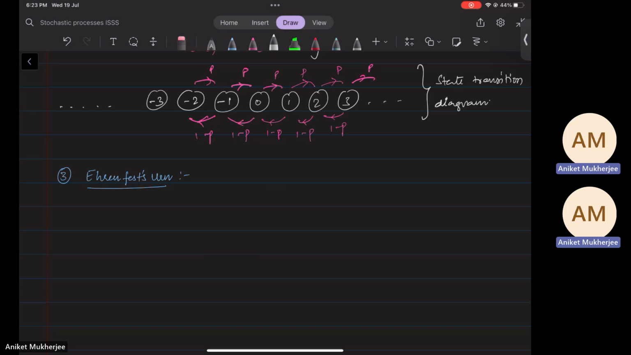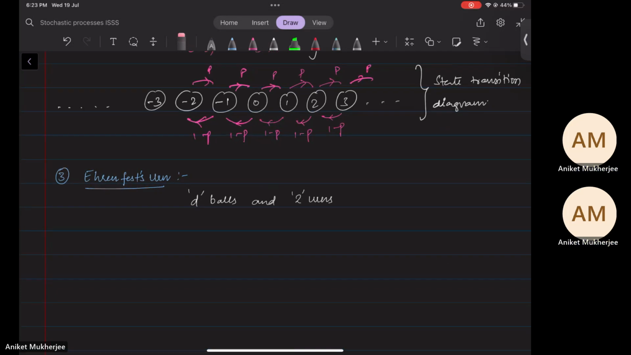So basically what you have is D balls and two urns, and among them you have put D balls. However, the total number of balls in both the urns is D. So here you have 5 and 4, so 9 balls in these two urns. Okay.